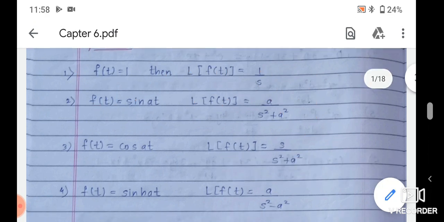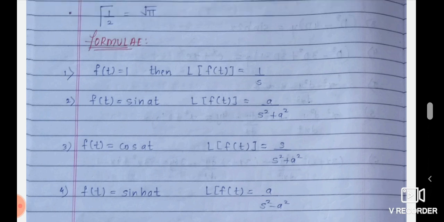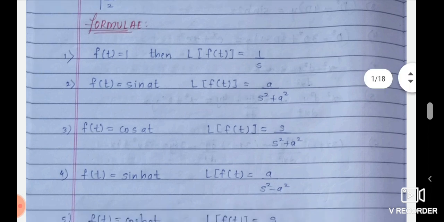So first, if f of t is 1, means your function is constant and its value is equal to 1. Then L of f of t is 1 upon s. After applying the Laplace transform, you will get the answer 1 upon s. Then if your function is sine at, where a is any number, like sine 3t, sine 2t, something like that, after applying the Laplace transform you are going to get a upon s square plus a square. So these are all the formulas. What exactly you're doing? You're transforming the variable t to the variable s. That is the transformation which we are applying here with the help of Laplace transform.